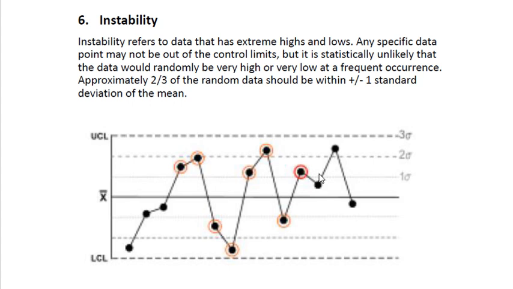Actually you have 4. So 4 out of 1, 2, 3, 4, 5, 6, 7, 8, 9, 10, 11, 12, 13, 14. So 4 by 14. 2 by 3 is 0.6, and 4 by 14 is 0.28. So it's not good, yeah? That's how you identify the instability.